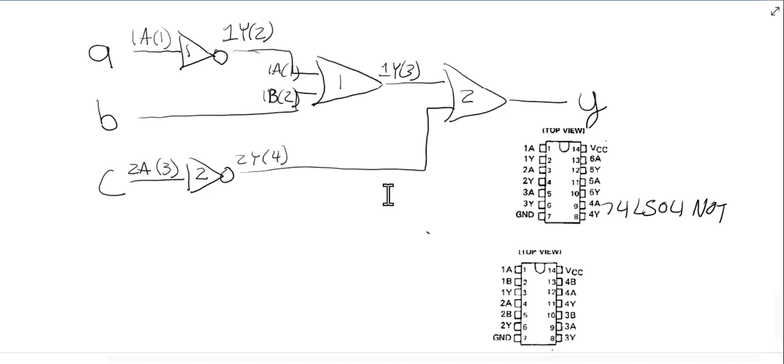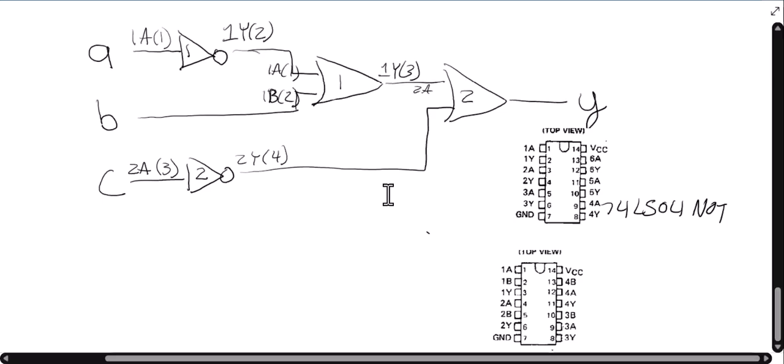Then my output from this is going to be an input for my next OR gate, so this is going to go into 2A, which is pin 4, and the NOT of C is going to go into 2B, which is pin 5, and my output is going to be 2Y at pin 6.